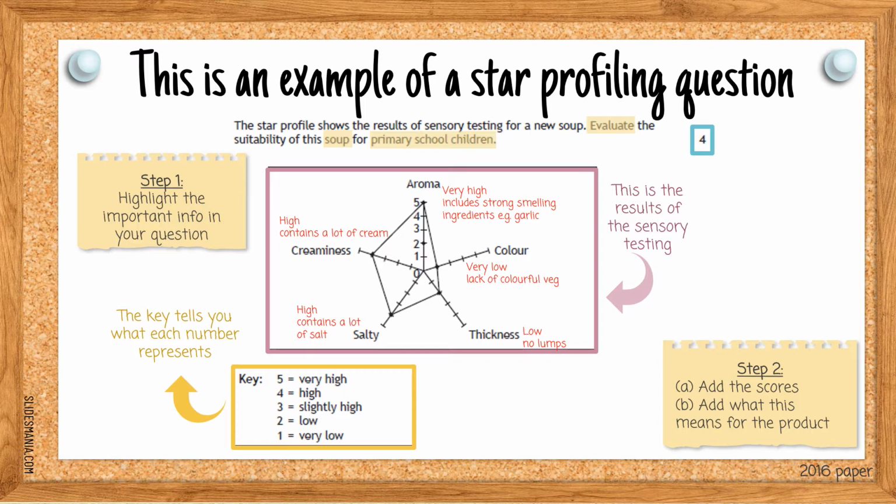If we look at salty, it scored high because it scored a 4 on the STAR profile, meaning that it contains a lot of salt. So sometimes you are stating the obvious, such as if it scored pretty high for salt, that means it will contain a lot of salt.